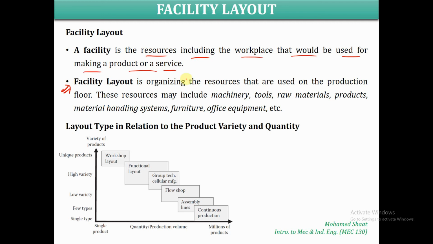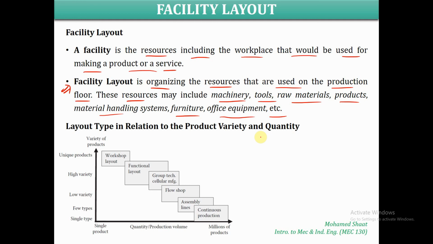So the facility layout is organizing the resources that are used for the production on the production floor. These resources may include the machineries, the tools, raw materials, products, material handling systems, furniture, office equipment, etc. Any resource that belongs to the organization should be organized within the workplace of this organization, and this should follow a specific facility layout.